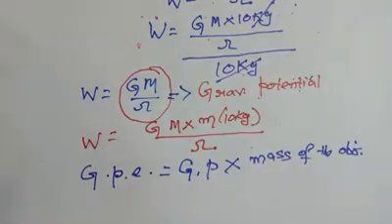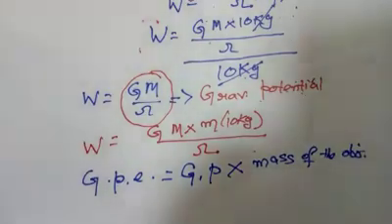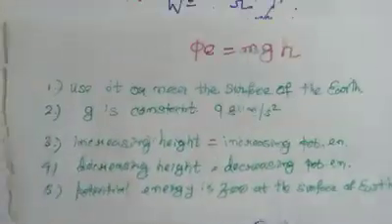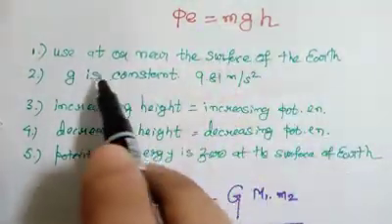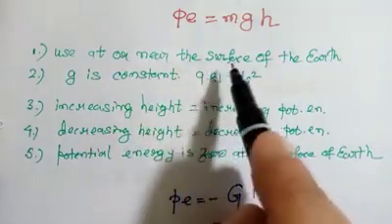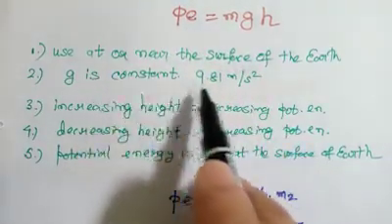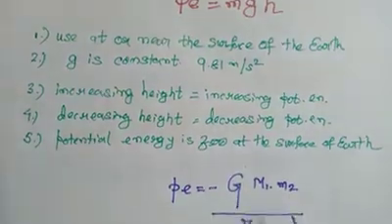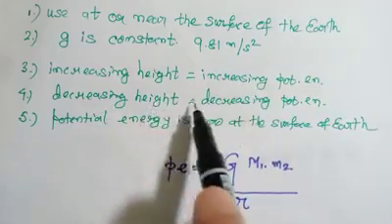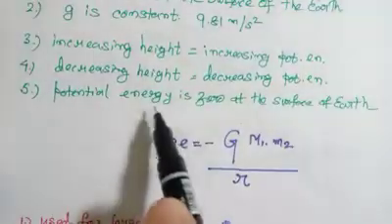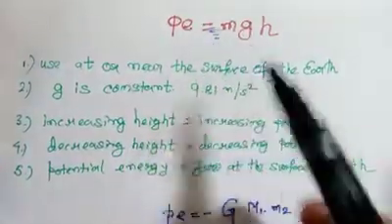So just to summarize in a way which I have put in a different manner which you can quickly recollect. You see, PE equals mgh is used at or near the surface of the earth. This is calculated at the surface of the earth. g is constant here, 9.8 meters per second squared. Increasing height obviously increases potential energy. Decreasing height decreases potential energy. Potential energy is zero at the surface of the earth, which is this one which we calculated.